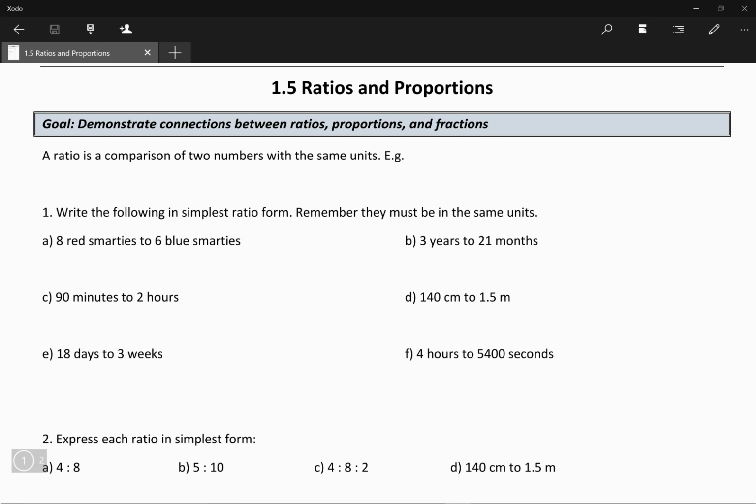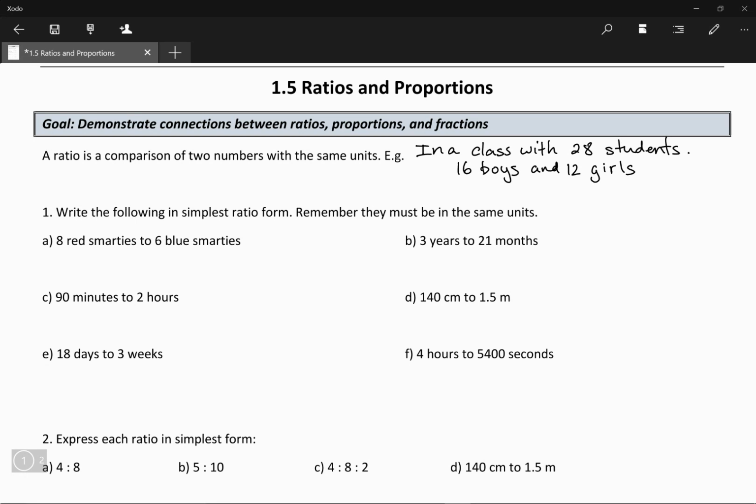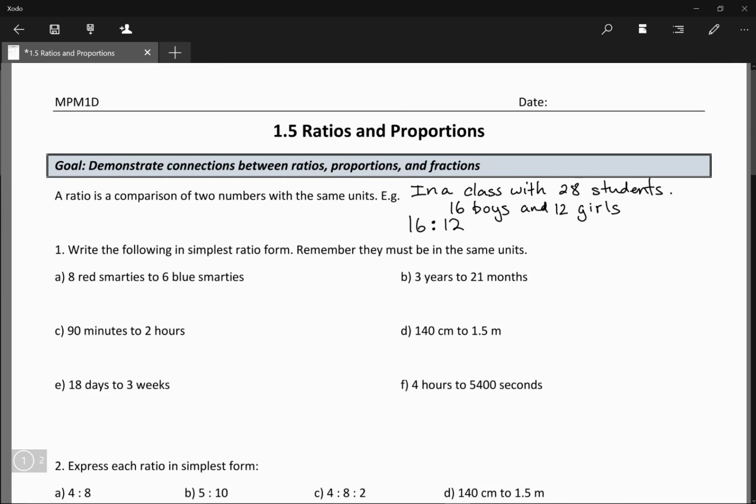So for example, let's imagine we have a class with 28 students. Let's say we have 16 boys and 12 girls. So 16 plus 12 is 28. If I were to express this as a ratio, I could say we have 16 boys to 12 girls. And I'm using a colon here to express this as a ratio, 16 to 12.